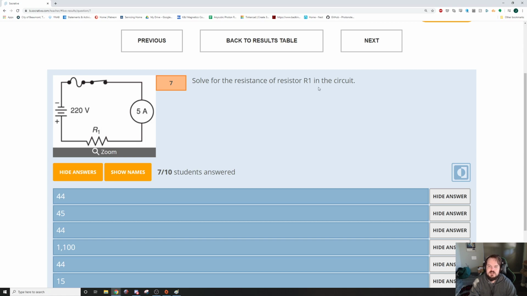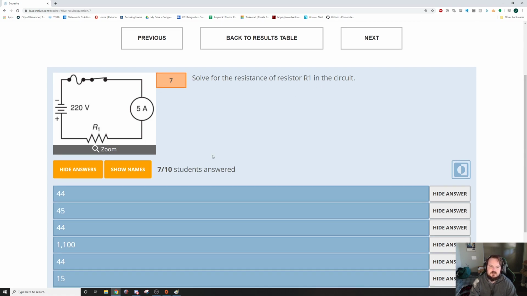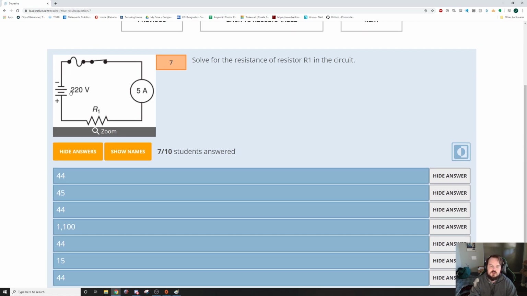Solve for the resistance of resistor R1 in the circuit. So, you have 220 volts and 5 amps.